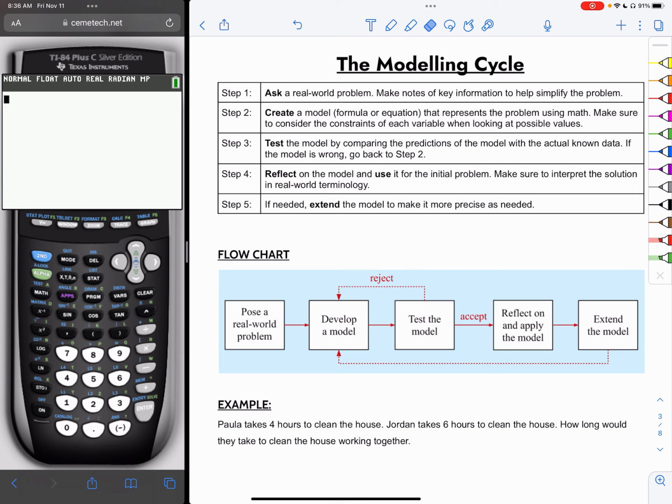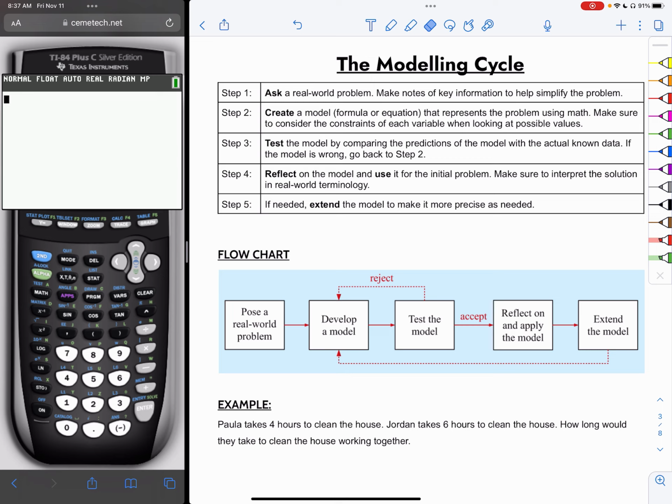So, step one is that you want to ask a real world problem. When you ask this problem, you are going to make sure that you take notes of any key information to help simplify the problem. Step two is that you want to create a model, which is a formula or an equation that's going to represent that problem using math, numbers, and letters. Make sure that you consider the constraints of each variable to make sure that you are staying within certain guidelines.